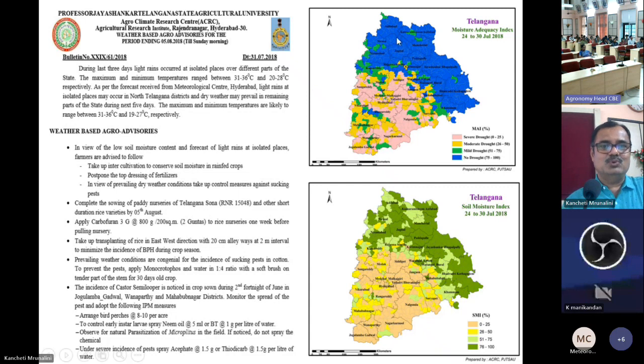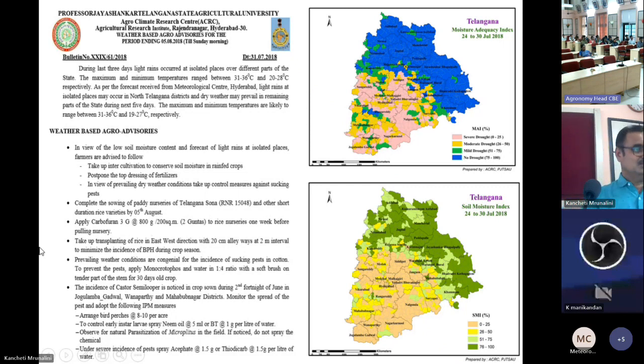Now you see the blue area, the blue shaded area: that region is not affected by drought, and the other area is affected by drought. Similarly, the bottom one is the soil moisture index, that is the fraction of available soil moisture, which we have calculated. Wherever it is blue or green, it is not a drought affected area, and the rest is drought affected area. Based on this, we have prepared the advisory.